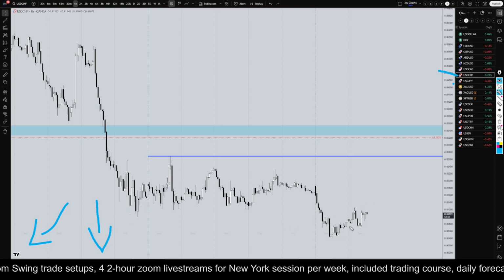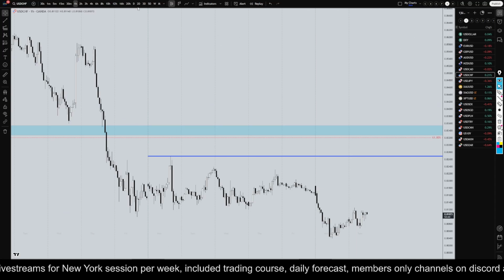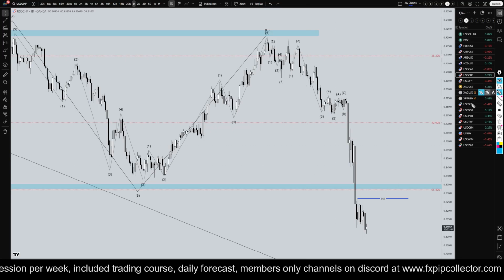So, anyways, US dollar Swiss is definitely still in a very strong downtrend. We are moving up a little bit right now, but all you have to do is look at the daily time frame to see why we're in such a strong downtrend.